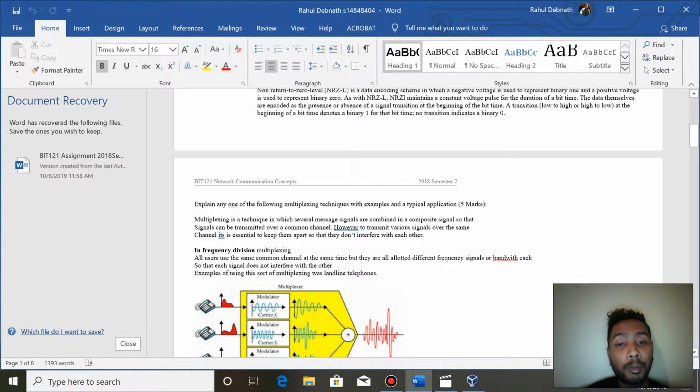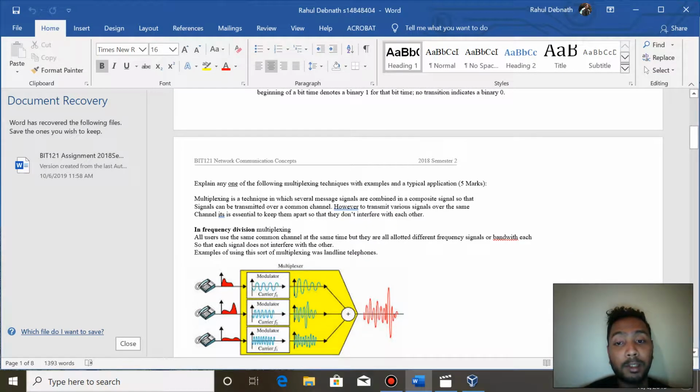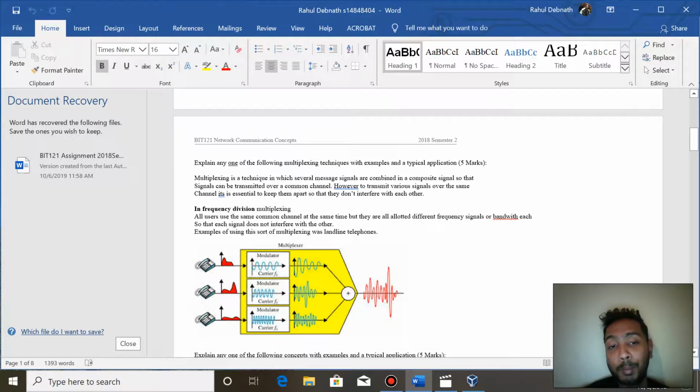Next, I'll be talking about multiplexing techniques with example and typical application. So what is multiplexing? Multiplexing is a technique in which several message signals are combined into a single signal so that signals can be transmitted over a common channel. However, if you put all of the signals together, they are going to overlap, and there's a chance that they would get mixed up. So it is essential to keep them apart so that they don't interfere with each other, but also put the signals together. So how do we do this?